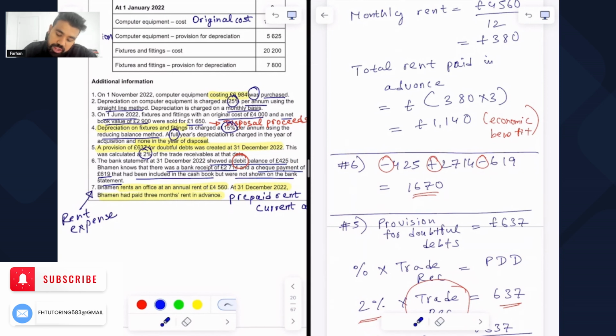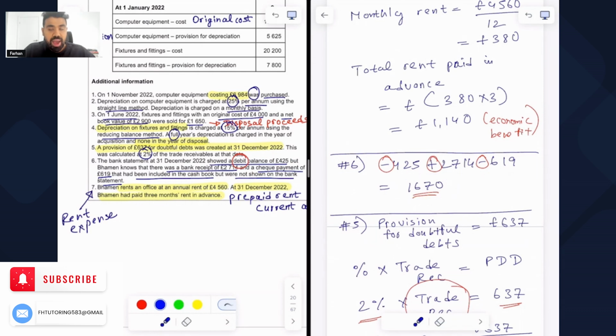So we start with negative 425. We add 2,714 to reflect the receipts or cash inflows. And then we subtract £619 to reflect the payments that we have made. So once we have done that, we get £1,670 as the final balance for the bank that should be in the books.